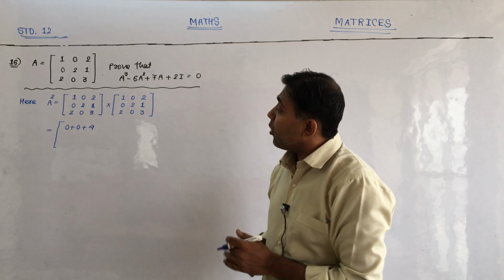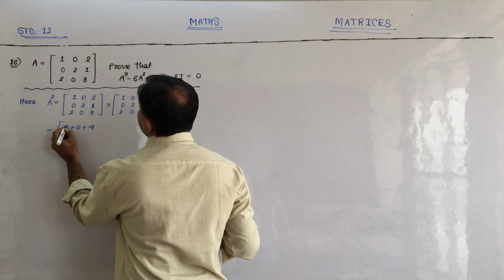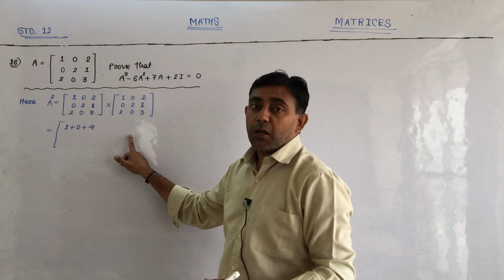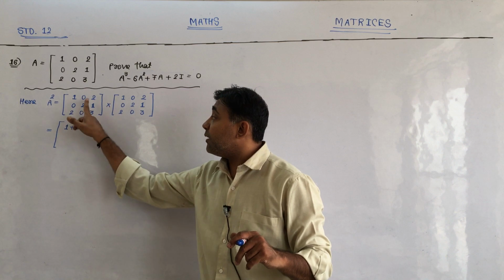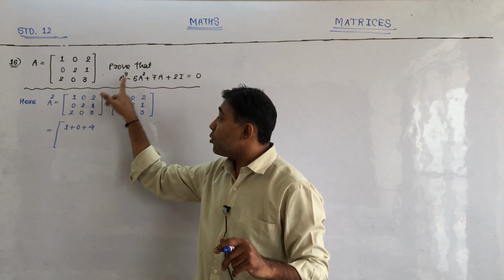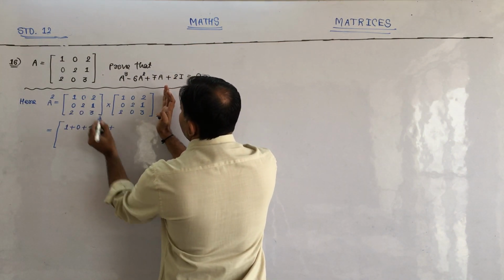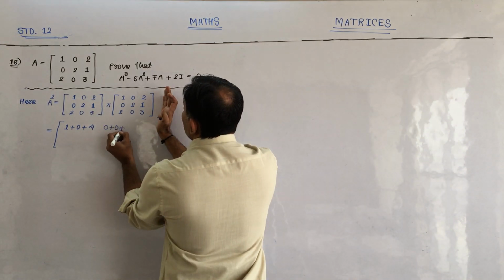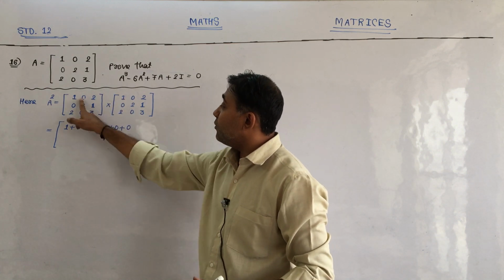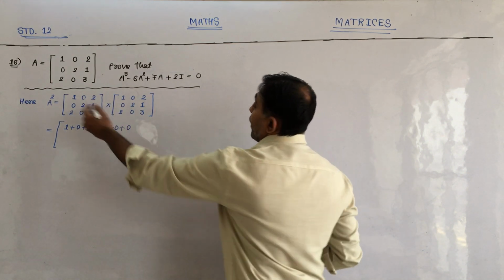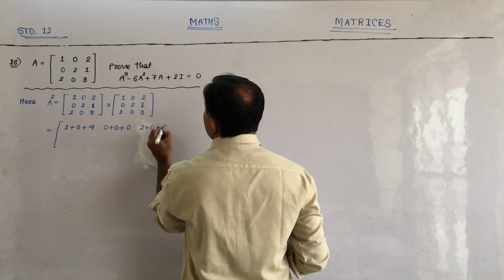Are you comfortable with this or not? See here once again, 1 into 1 is 1. First row first column, corresponding column: 1 into 1 is 1 plus 0 into 0 is 0 plus 2 into 2 is 4. Now first row second column: 1 into 0 is 0 plus 0 into 2 is 0 and plus 2 into 0 is 0. I repeat once again, first row second column: 0, 0, 0. Now first row third column: 1 into 2 is 2 plus 0 into 1 is 0 and plus 2 3s are 6, right?